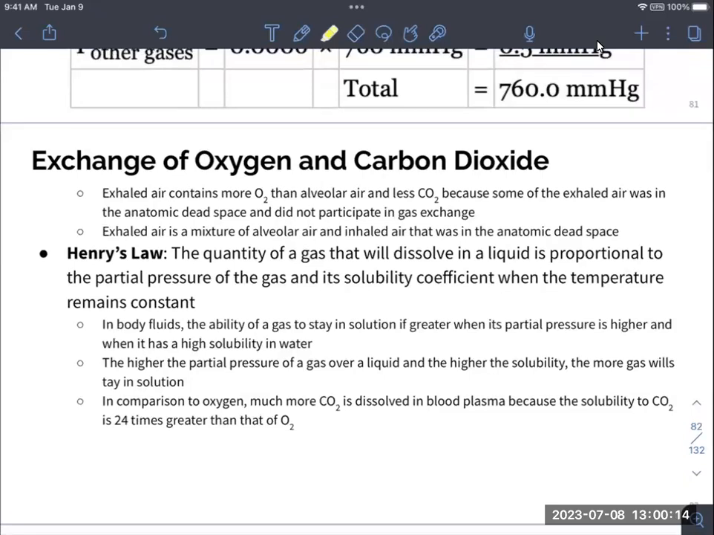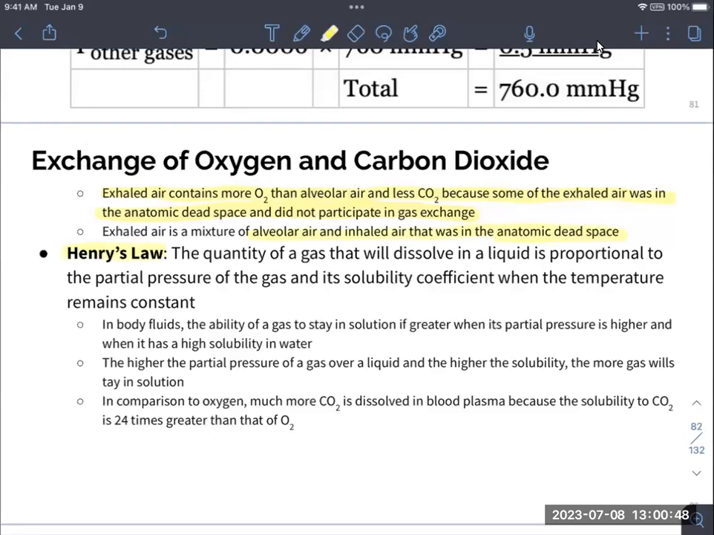So here's an interesting thought. Exhaled air still has more oxygen than alveolar air and less carbon dioxide, because some of the air that we actually breathed out was technically in that anatomical dead space, so it didn't participate in gas exchange. Whenever we breathe out, we exhale, we're breathing out some of that air from the alveoli and some of that air from that anatomical dead space.